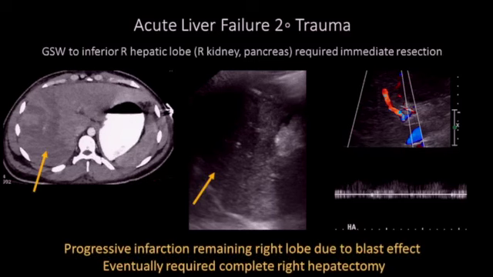What happened was that there was progressive infarction of the right lobe due to a blast effect. So the bullet didn't go through this piece of liver, but the effect, the trauma to the liver from shaking it up from that bullet going through, essentially infarcted that portion of the liver, and the patient went on to have a complete right hepatectomy.